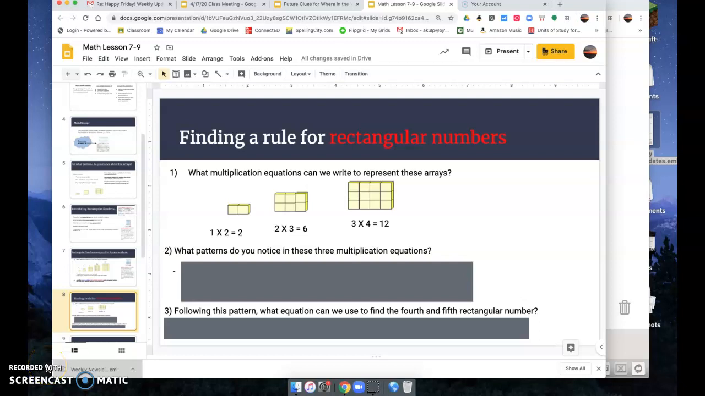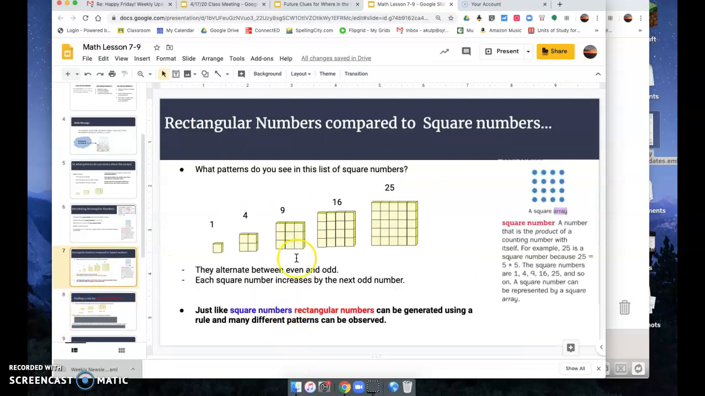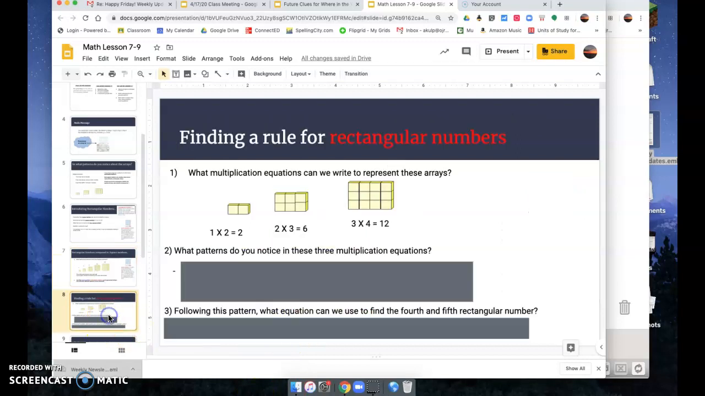Hi, welcome to part 2 of our math lesson 7-9 on generating and analyzing patterns for rectangular numbers. We're going to start off here with part 2. We just finished in part 1 realizing that, just like square numbers, rectangular numbers can be generated using a rule, and many different patterns can be observed about them. So we're going to shift gears and work on finding a rule for rectangular numbers.